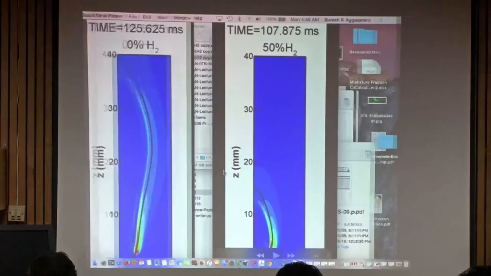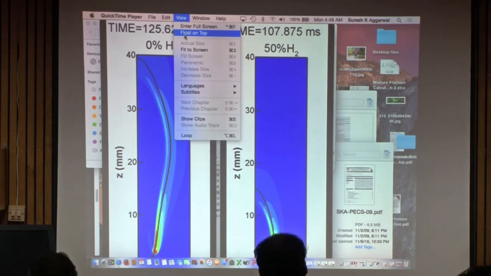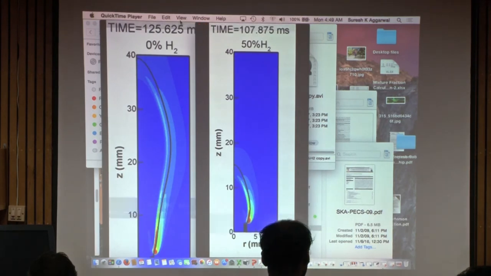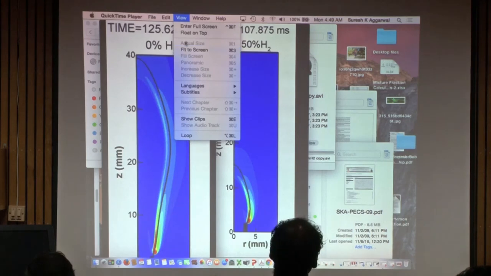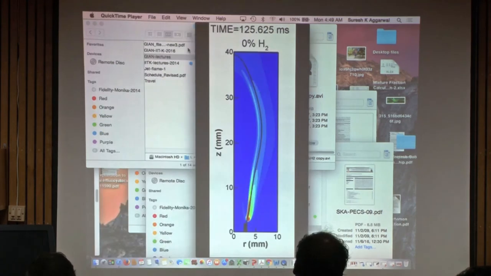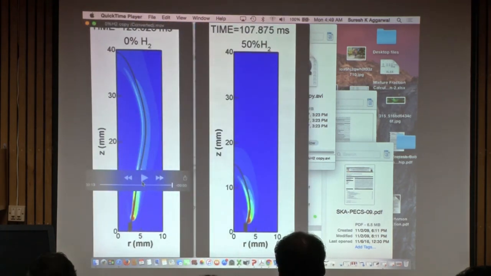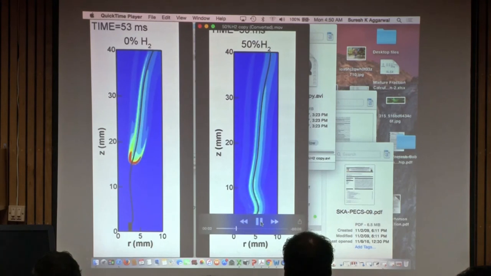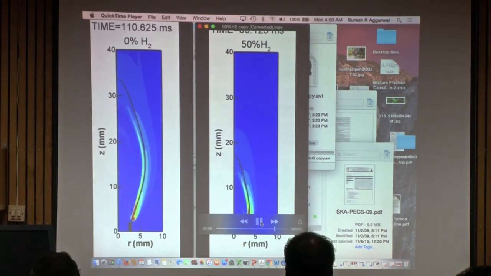So let me see if I can show both of these. Oh, look at this. So you see it goes much faster. Okay. And when the flame becomes a stable flame, you can see the flame length.